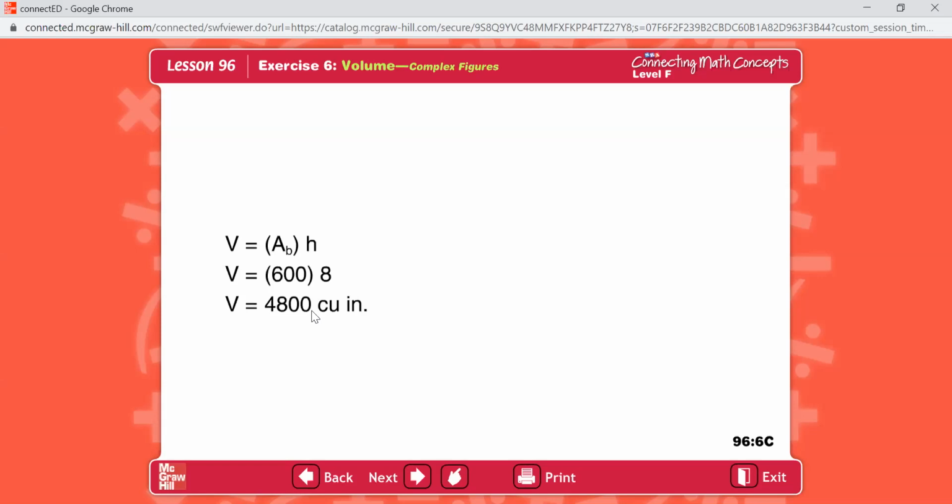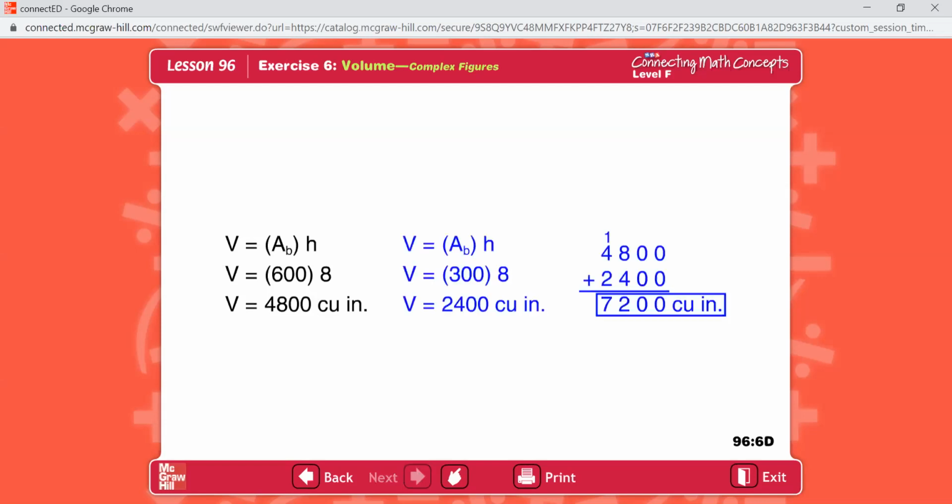Once you do that, you're going to add the two volumes together to find the total volume. Pause the video now if you need to work the problem. Here's what you should have: 7,200 cubic inches.